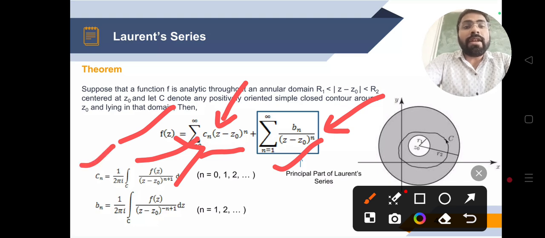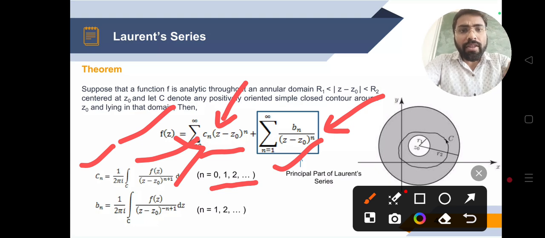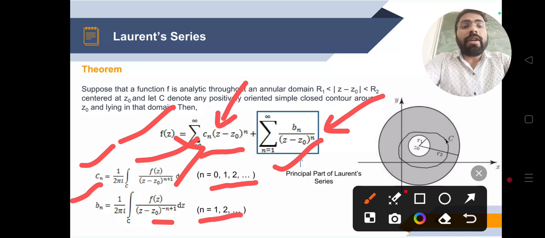So here Cn is nothing but the integral of the form 1 upon 2 pi iota integral over c f of z upon (z minus z0) to the power n plus 1 dz, where n comes from the whole numbers, that is 0, 1, 2 and so on. And bn is also 1 upon 2 pi iota integral over c f of z upon (z minus z0) to the power minus n plus 1 dz, and n varies from 1 and so on. It means the positive integers.